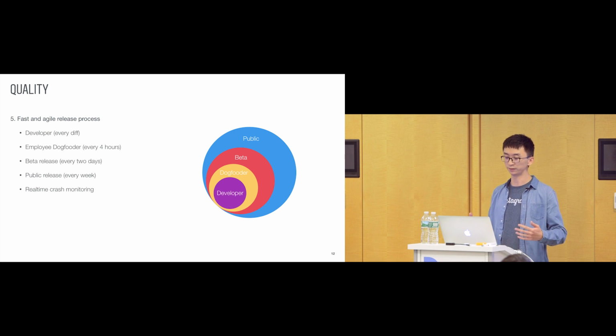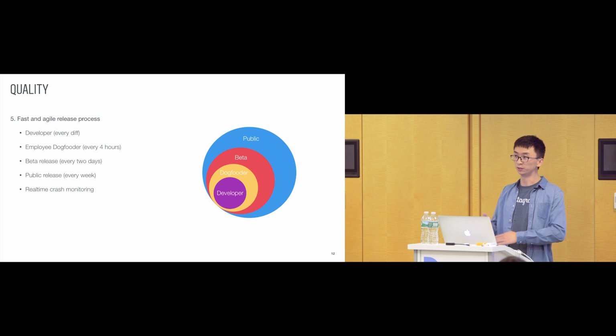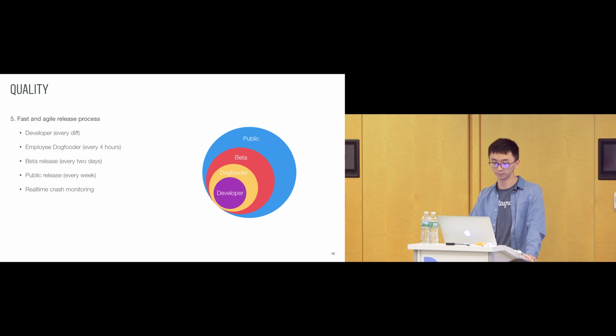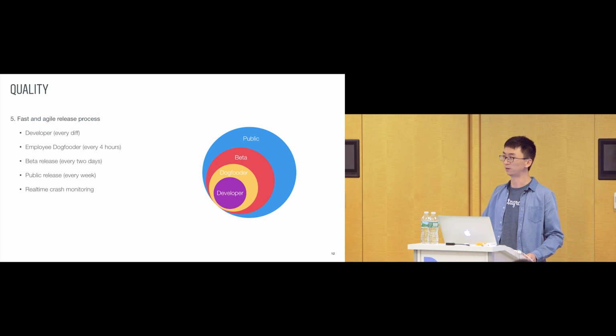We also have real-time crash monitoring, where you can compare the crashes between different versions and clearly see where a regression is coming from. So again, this fast and agile release process is also related to the fail fast philosophy. You really want to detect the error as quickly as possible so that you can act on it quickly.